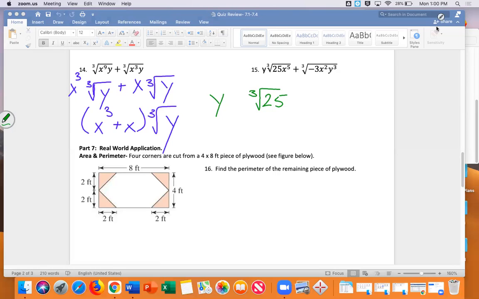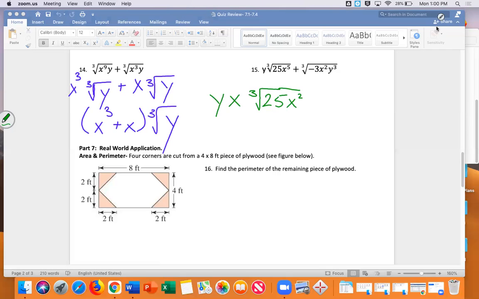Now let's deal with that x to the 5th. How many times does 3 go into 5? So 1x comes out. How many stay inside? That's my remainder, 2, because 3 went into 5 one time with a remainder of 2. Remainder stays inside. So it's yx times the cube root of 25x squared.